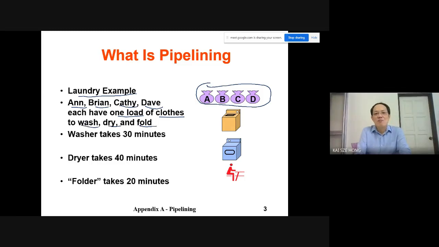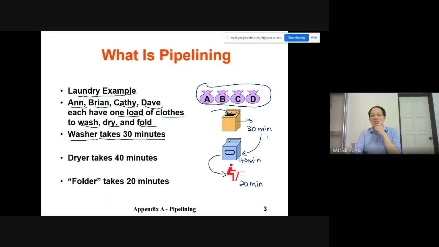Okay, so now, they have only one washer. One washing machine takes about 30 minutes. So once you put in, when you need to pick up, it will take you 30 minutes. Then after that, you will send the clothes to a dryer. Dryer will take 40 minutes. And then another worker sitting here needs to fold your clothes, and it will take 20 minutes to fold one load. Okay, so total, how many minutes are there? 30 plus 40 plus 20.